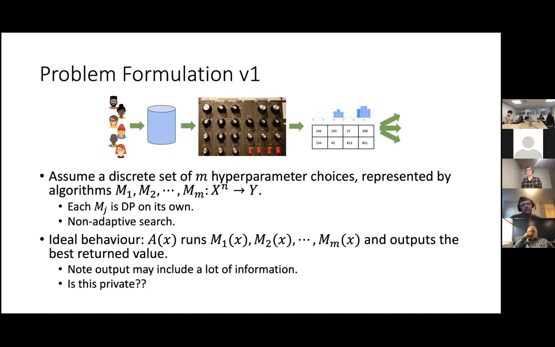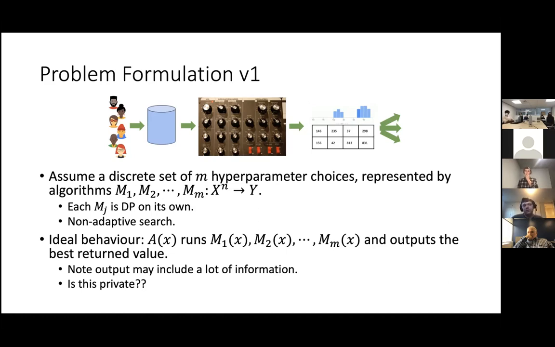One thing I want to emphasize is that for the exponential mechanism, you would not output the whole output of each of these M's. You would just select the index. So if I were to apply the exponential mechanism to this setting, I would just output the index J of the algorithm M sub J that produced the best value. But we're allowing you to return additional information. We're allowing you to return the entire trained model if you're doing machine learning. So we are allowing you to include more information than you would in the standard selection setting.